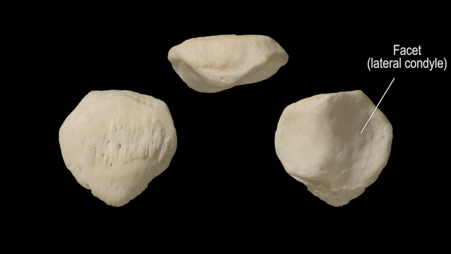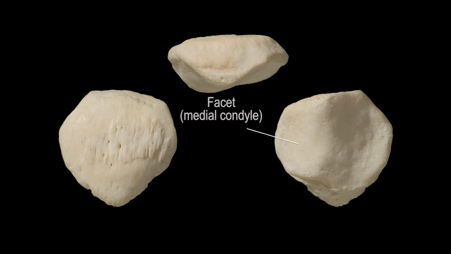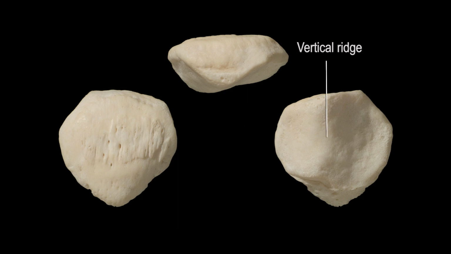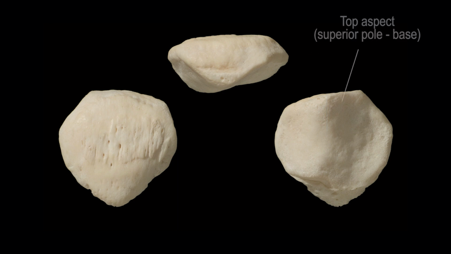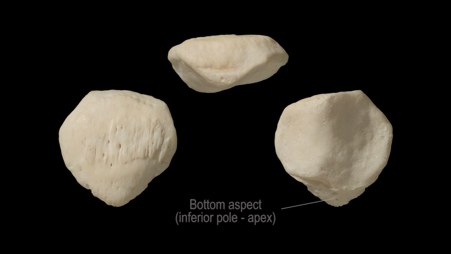Over here, we see the facet for the lateral condyle of the femur. Over here, we see the facet for the medial condyle. In the middle is the vertical ridge of the patella. And again, the upper aspect could be described as being either the superior pole or the base, and the lower aspect could be described as being the inferior pole or the apex.